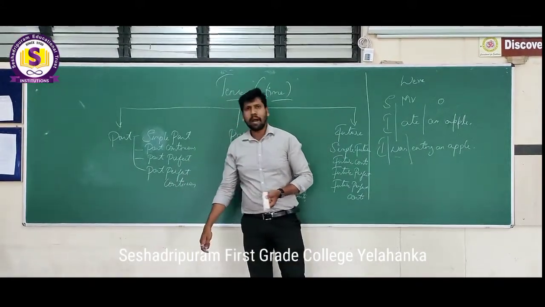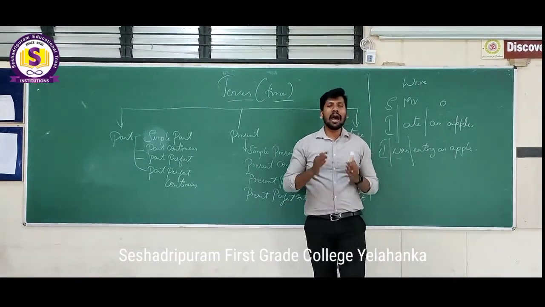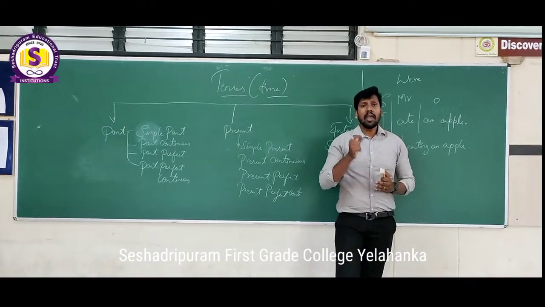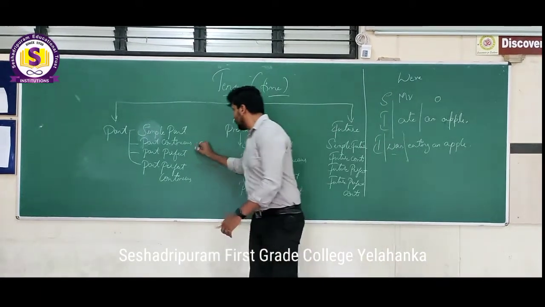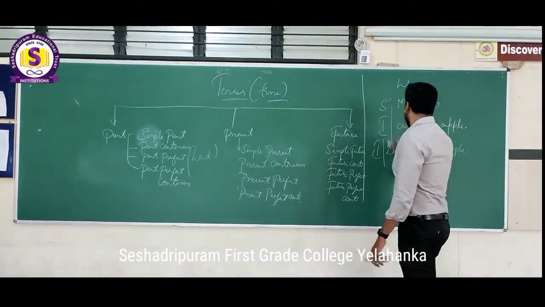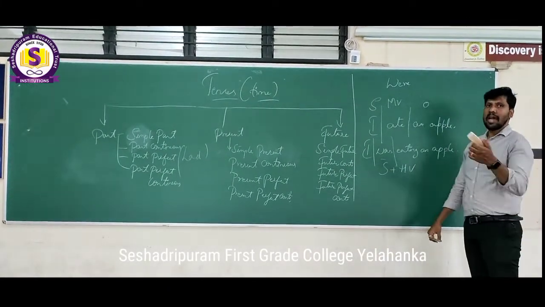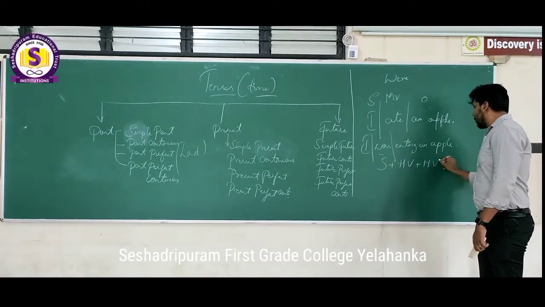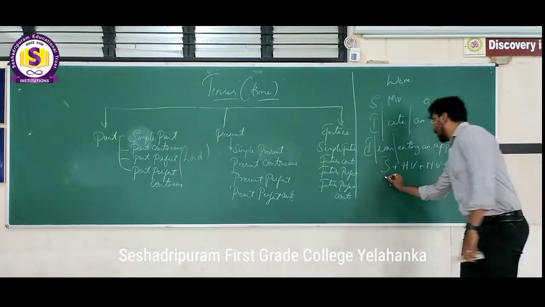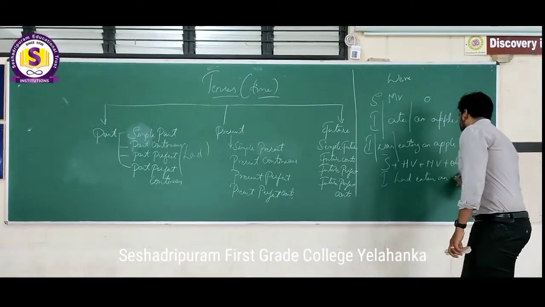Okay. Next is past perfect. The formula for this is subject plus had. Had is the verb we have to use as a helping verb, H-A-D, had. The formula is subject plus helping verb, that is had, plus main verb plus object. If I take the same example, I had eaten an apple.